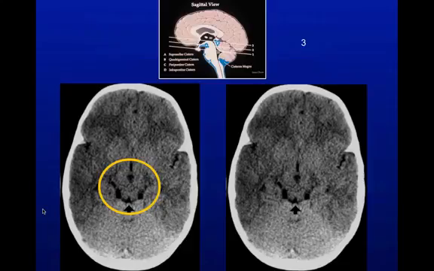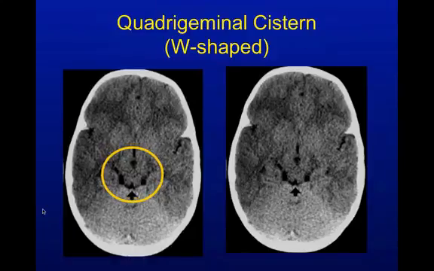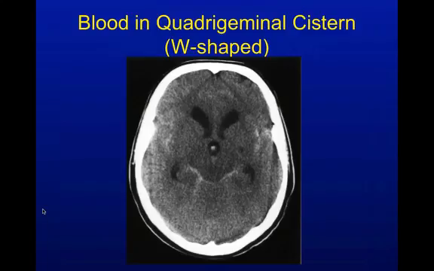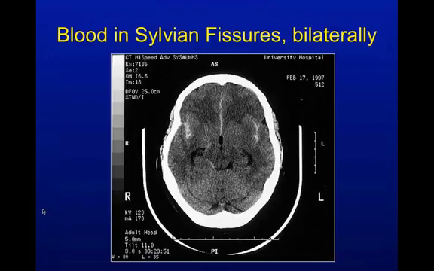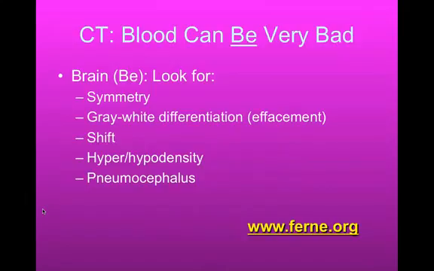Right? All right, next is the quadrigeminal cistern. It's kind of W-shaped. You can make out that W. And when it's filled with blood, it looks a bit like this. And we'll get to the sylvian fissures in a second, but there's a little bit of blood here in the sylvian fissures. So there are the sylvian fissures right there along the temporal lobe. And there's some blood in those. Good. All right, that's our cisterns.